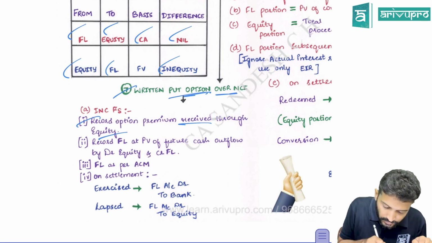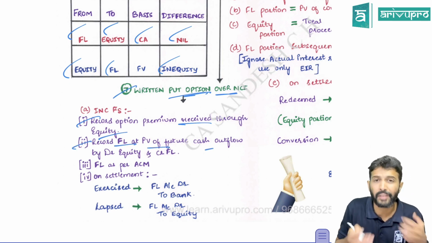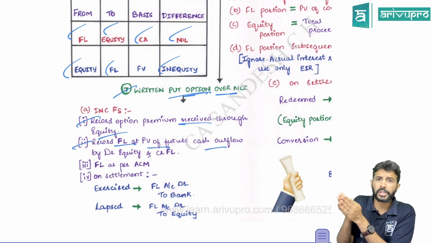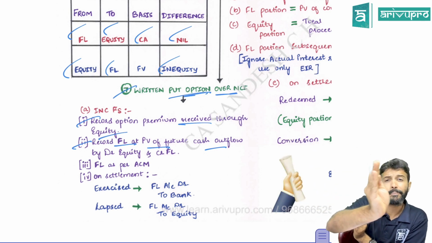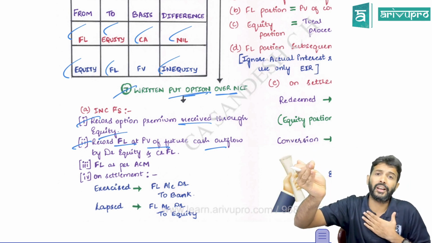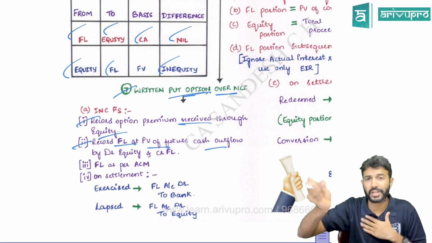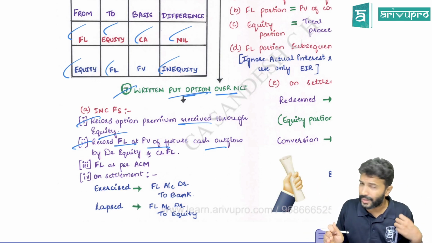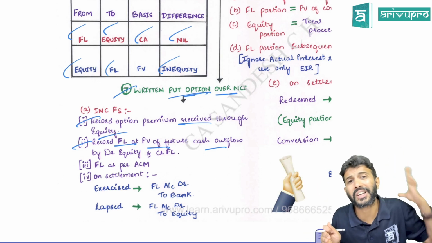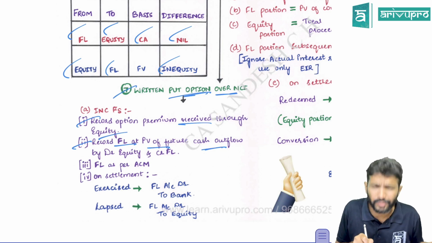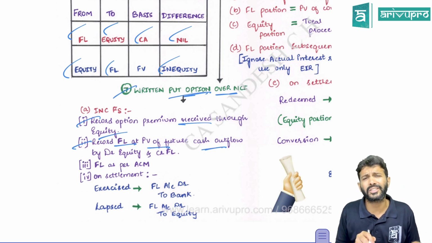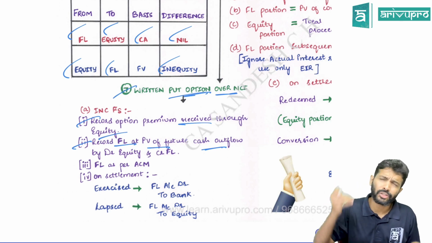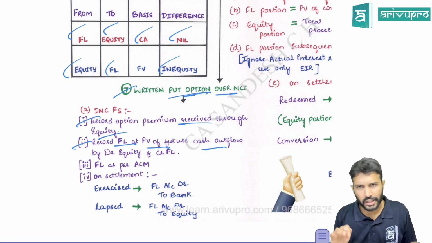And then record the financial liability. Since we have an obligation, because we have written a put option, it means the holder has a right to sell. If the holder has a right to sell, we, the writers of that put option, have an obligation to pay. Since we have an obligation to pay, we have to record the financial liability at the present value of the expected outflow. So the journal entry to record it is that the financial liability you need to create. So the journal entry will be equity account debit to financial liability.